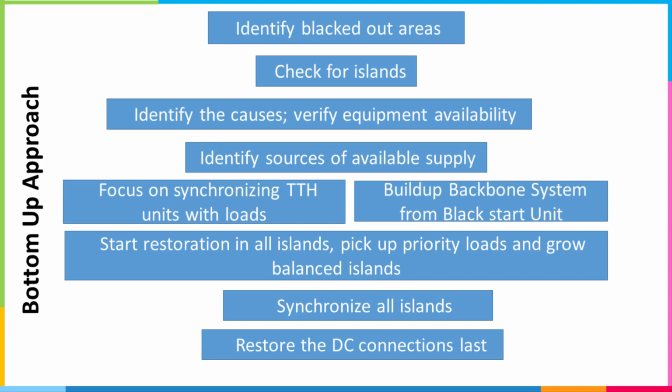At the same time, you are building the backbone system from the black start unit. So you have two aspects: one is the already existing system, another is the black start unit. Then restoration of all the priority load, grow the balanced island, synchronize the islands, and restore. Lastly, once you synchronize, you connect with the neighboring region and restore the DC connection.